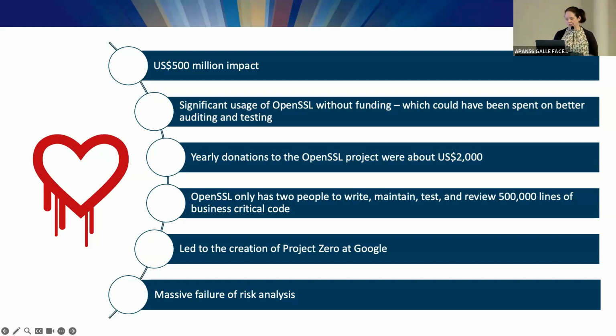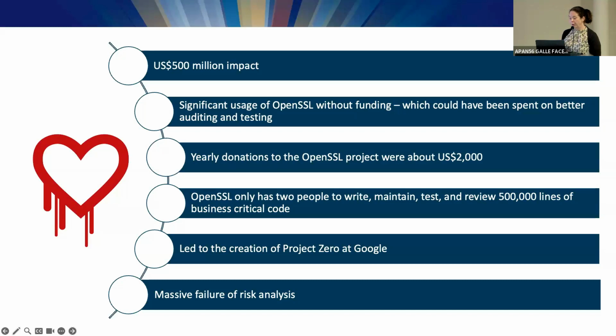Vulnerability was actually introduced to the software in 2012, but was only publicly revealed in 2014. So that's quite scary. This vulnerability was in place for quite a long time. Up until that point, there was significant usage of OpenSSL, but nobody was supporting it. No one was giving any money to it.